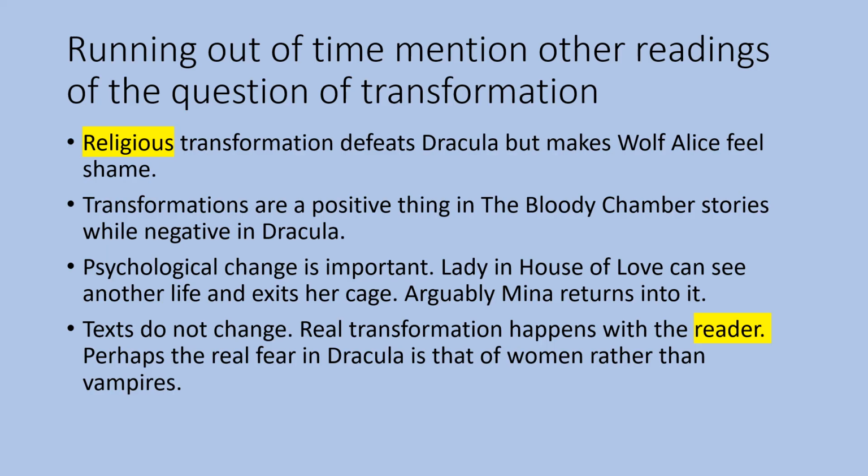Now, what other changes have we not explored? We haven't really looked at maybe psychological change. We could briefly look at that. The Lady in the House of Love is changed not just physically into a human, but she sees another life. She doesn't want to be a vampire. She wants to exit that. She wants to come out of her cage, and through death, she has that freedom. So through returning to being a human, she is let out of her prison.